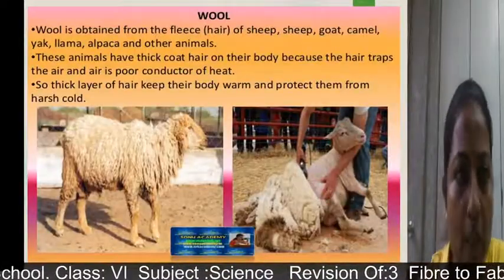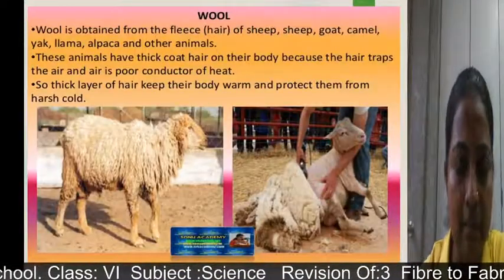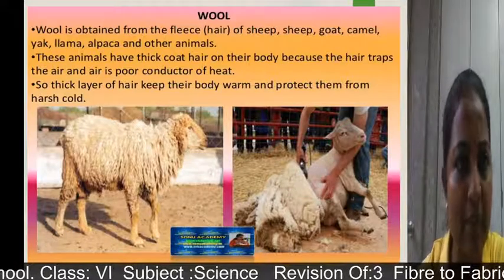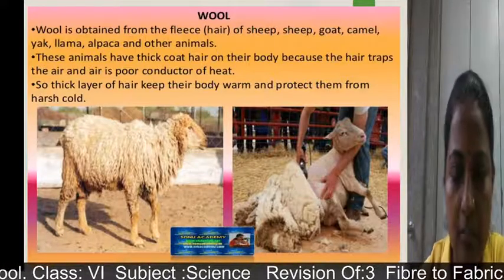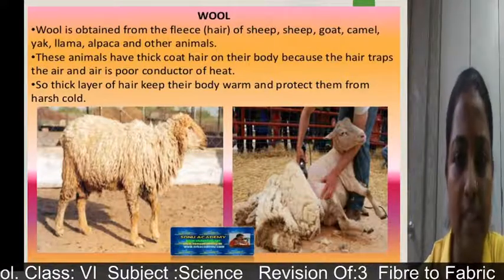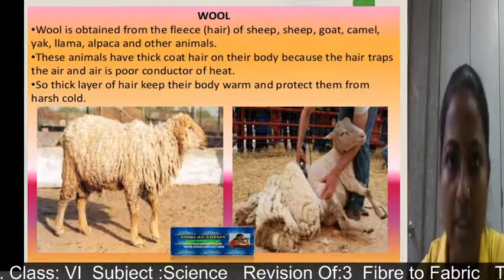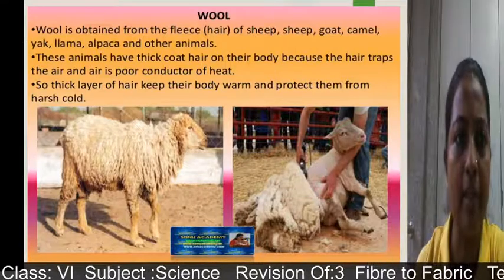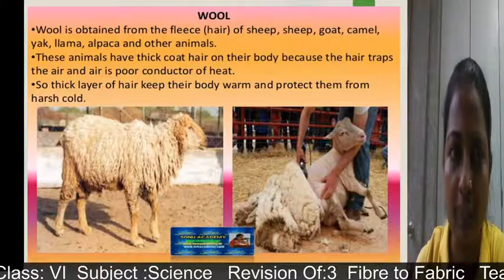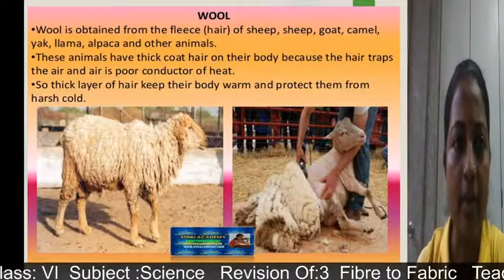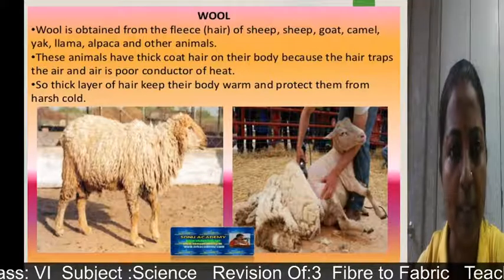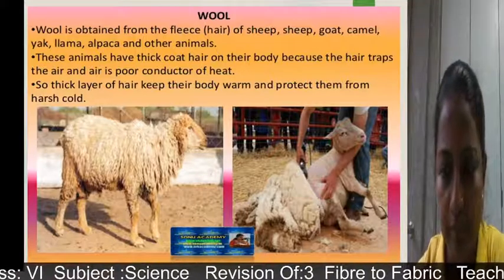We will talk about wool now. Wool is obtained from the fleece, means hair of sheep, goat, camel, yak. These animals have a thick coat of hair on their body, because the hair traps the air and air is a poor conductor of heat. So the thick layer of hair keeps their body warm and protects them from harsh cold.